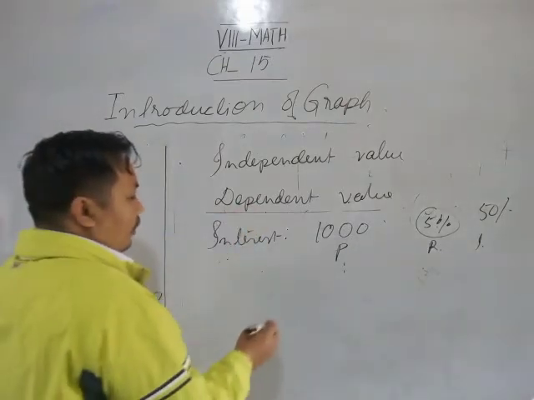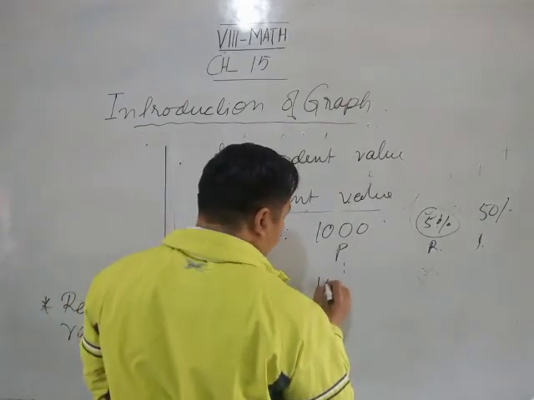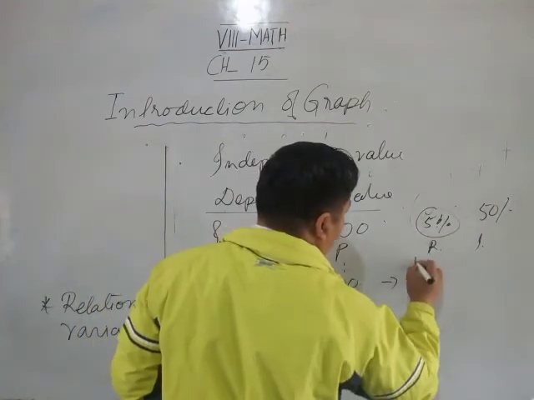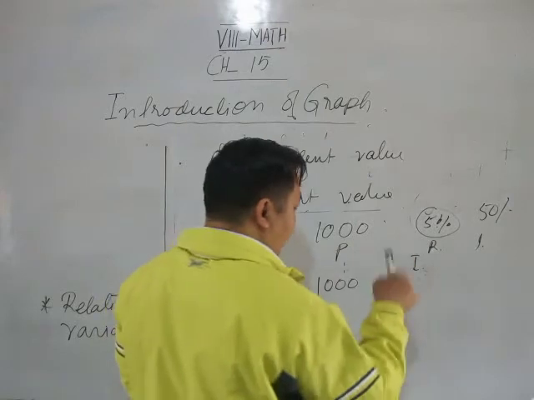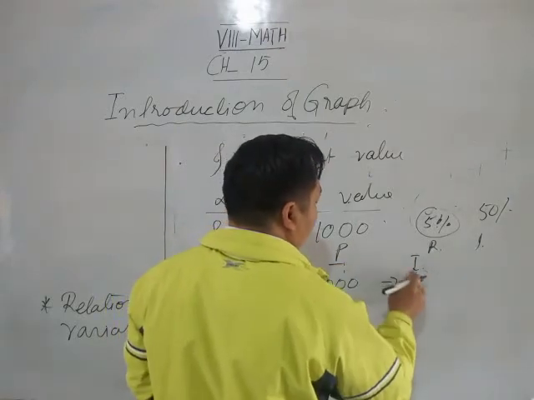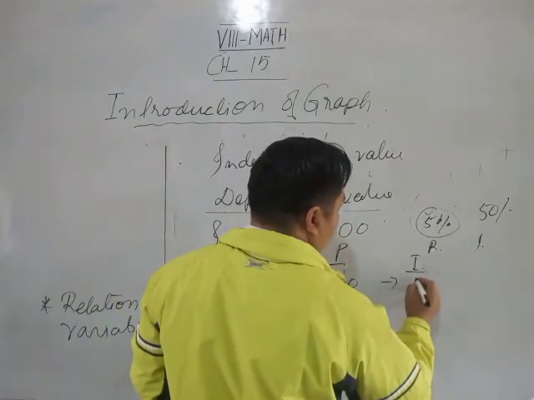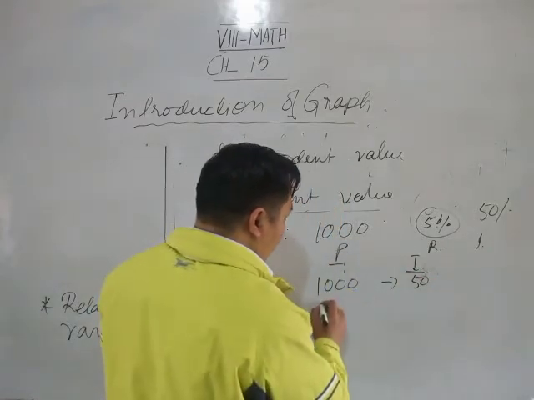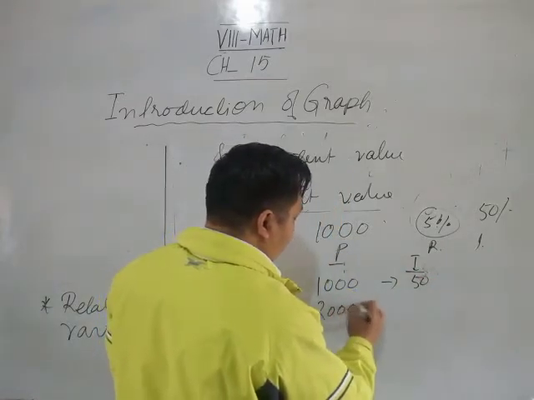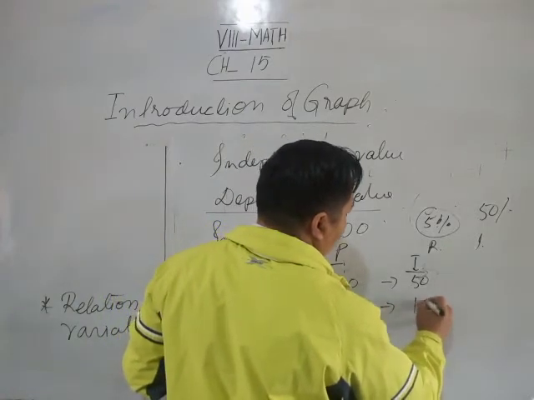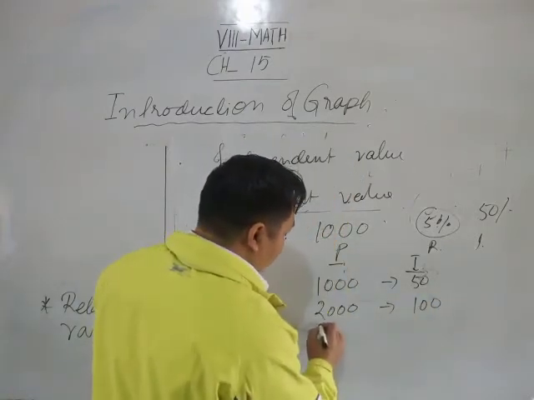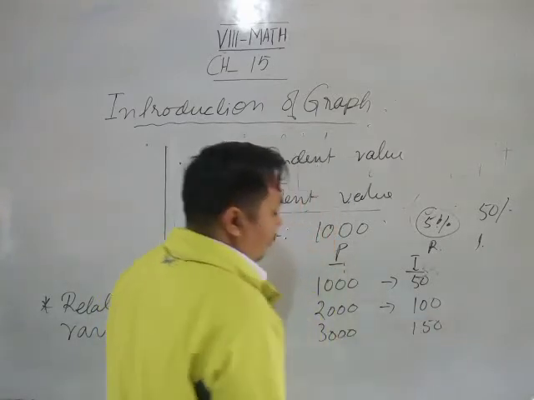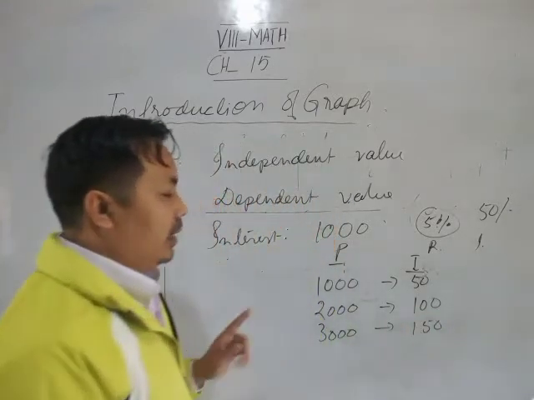So if you borrow 10,000 for that 5% interest, you are going to give back. This is the principal. You are going to give the interest as 50, isn't it? Yes. If it is 2,000, then it is 100. If it is 3,000, then 150 rupees. The interest goes on, isn't it?